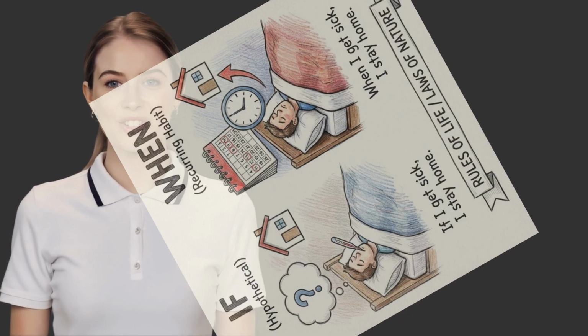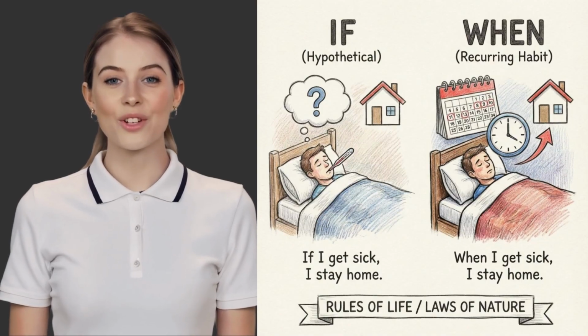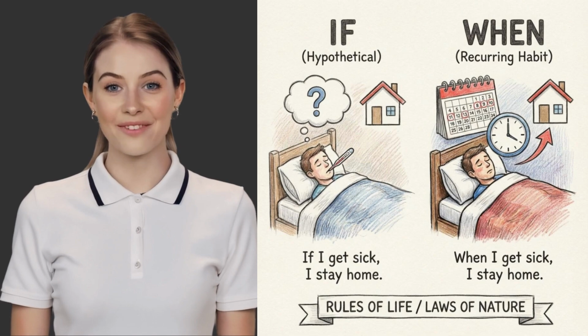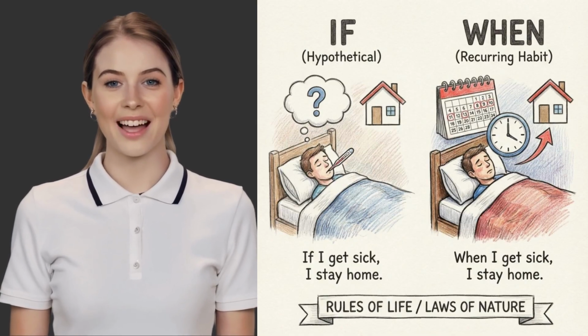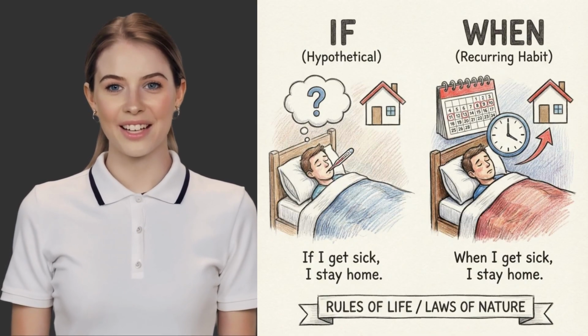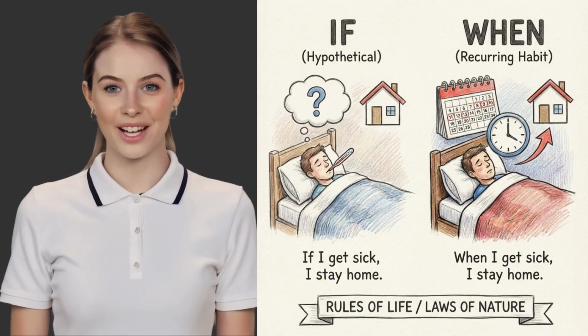Since these sentences describe things that happen regularly or every time a condition is met, you can usually swap out the word if for when without changing the meaning at all. Saying, if I get sick, I stay home is pretty much identical to when I get sick, I stay home. This slight change highlights that the situation is a recurring event or a habit rather than a hypothetical what-if scenario.